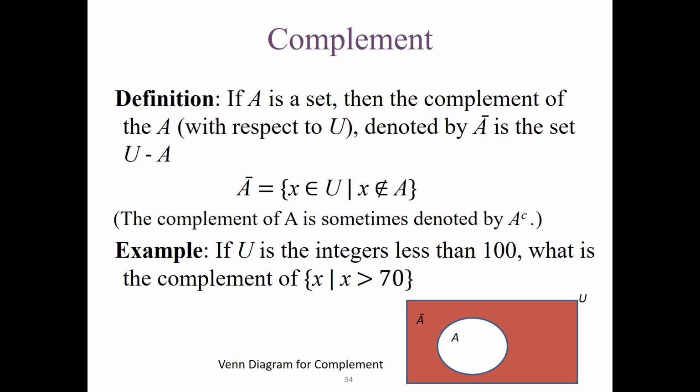Then we can see this example. If U is the integers less than 100, then consider the complement of the set X larger than 70. The universal set is integers less than 100, starting from 99, 98, 97, and so on. What is the complement set of X larger than 70? We need to exclude all elements of this set. That will be the set X less than or equal to 70. We collect all these X together, and that is the complement set of the original set.